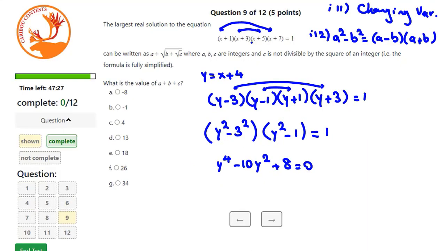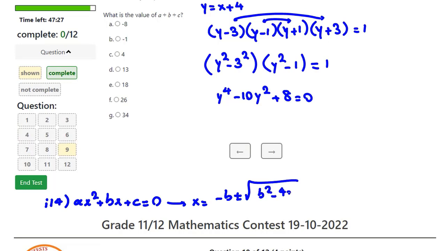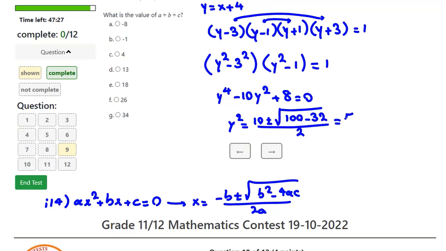Now here we should use the quadratic formula, idea 14. If we have ax squared plus bx plus c equals 0, the formula is x equals negative b plus or minus square root of b squared minus 4ac, all over 2a. So here we can say y squared is 10 plus or minus square root of 10 squared, 100, minus 4 times 8, which is 32, over 2. Now we divide by 2, 5 plus or minus square root of 25 minus, inside the square root we should divide by 4, minus 8. So it will be 5 plus or minus square root of 17.